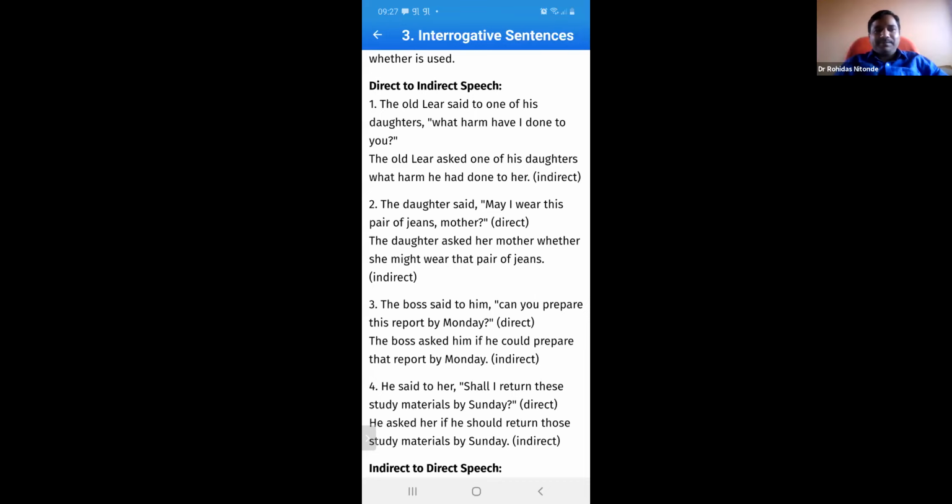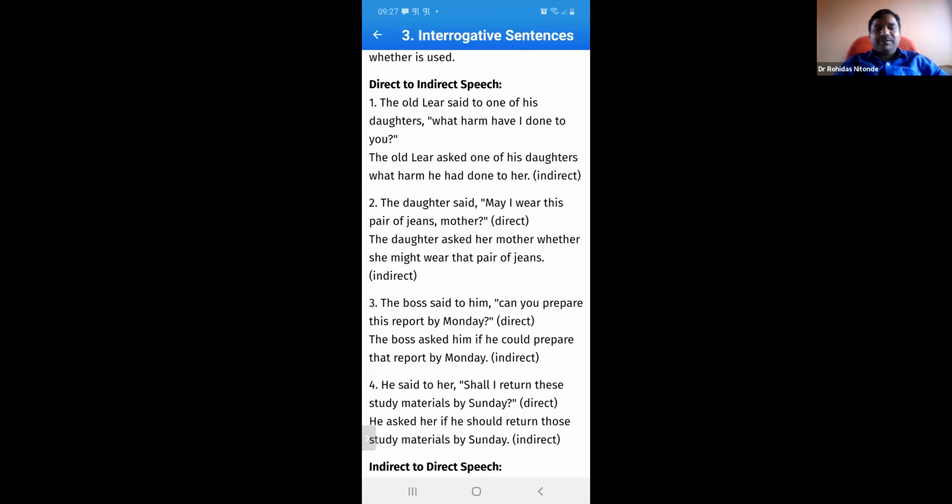The boss said to him, "Can you prepare this report by Monday?" Okay, Pooja. The boss asked him if he could prepare that report by Monday. Fourth. He said to her, "Shall I return this study material by Sunday?" He asked her if he should return those study materials by Sunday. Okay, so thank you both of you, Shubham and Pooja.